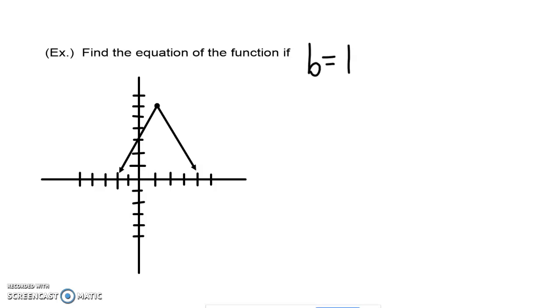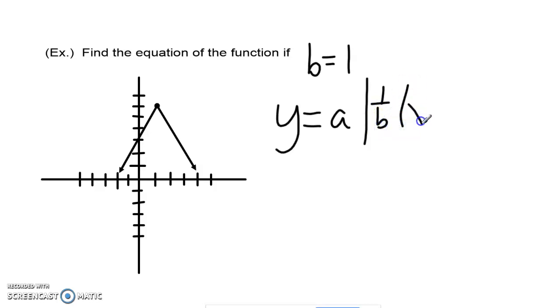Okay, so we are finding the equation of an absolute value function, and we're going to start with our general form for the equation of an absolute value function. So it is y equals a times the absolute value of 1 over b times x minus h, plus k. Remember that formula, that equation from yesterday.